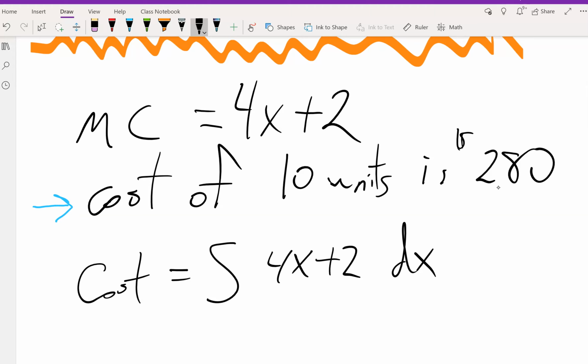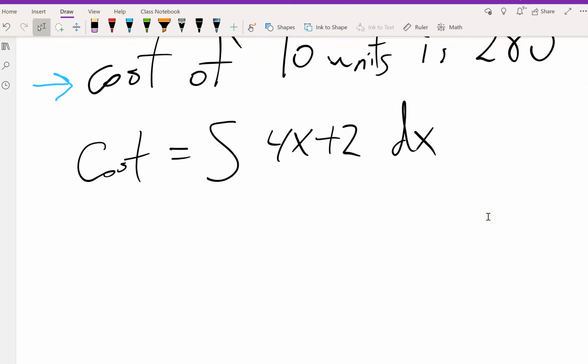To find the cost function, we integrate the marginal cost. The marginal is the rate of change. If you integrate the rate of change, you're back to the original function. The great news about this integral, you don't need anything powerful. No U sub needed here. This is just a good old-fashioned split it and do it separately.